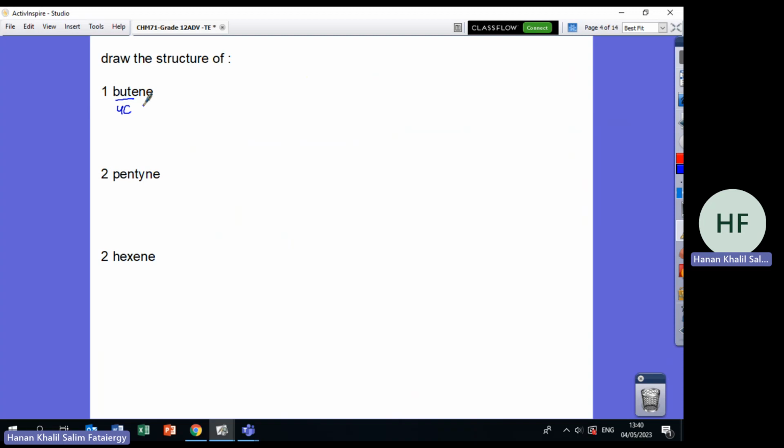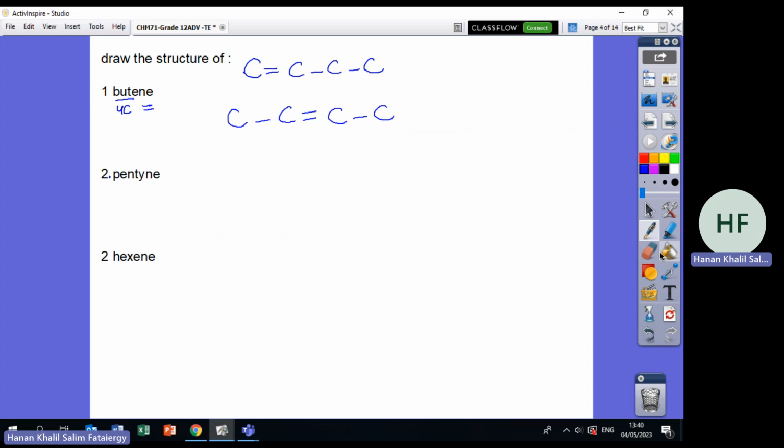But means 4 carbons. En means there is a double bond. 1, 2, 3, 4. And as we said previously, we can make it like this or like this. Don't forget to put your H's. Now, when I say 1-butene, it means I want my double bond to be at carbon number 1. So this is the correct structure.